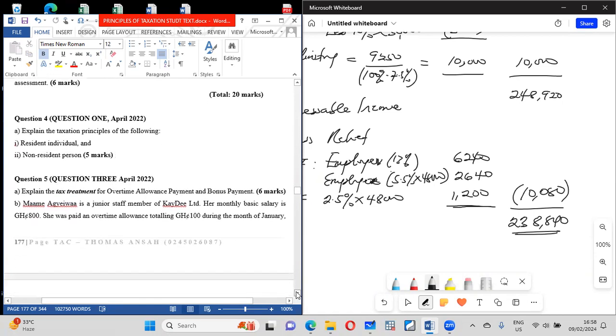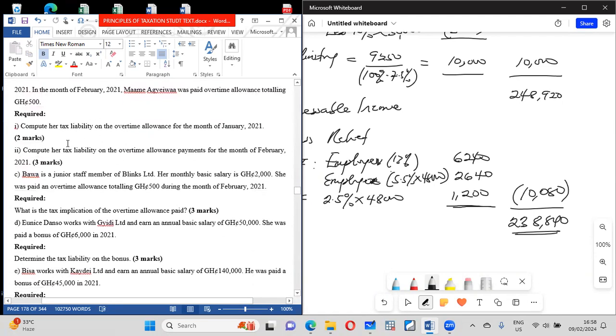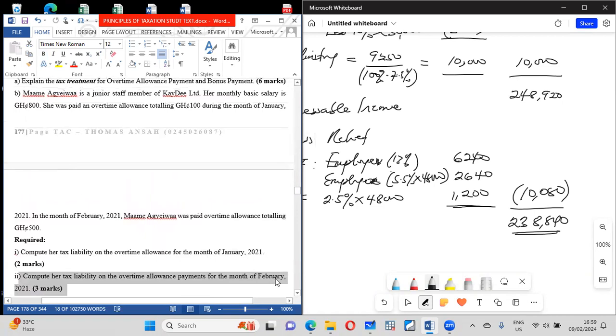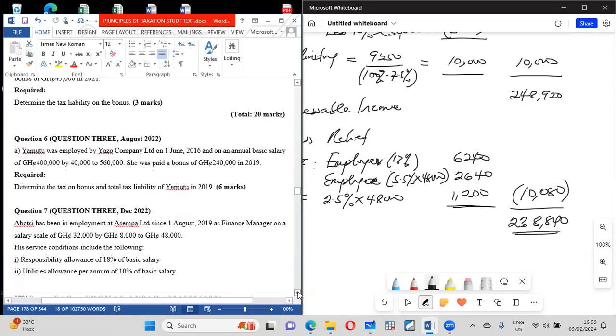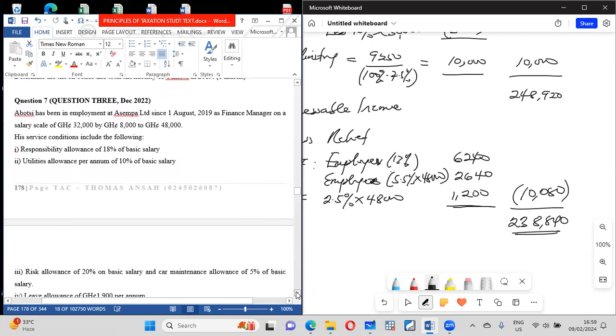Explain overtime tax treatment. We've done that. We've gone through that. Compute the overtime tax. I think it's the same question that we did. All right, you can do that. You can go through that. Bonus tax, how you tax bonus. Come on, these things, you can go ahead and do that.